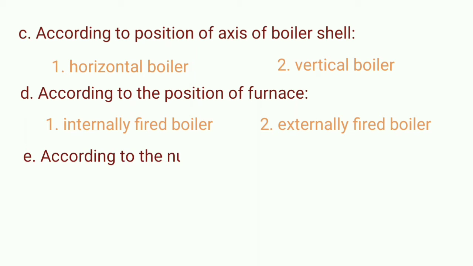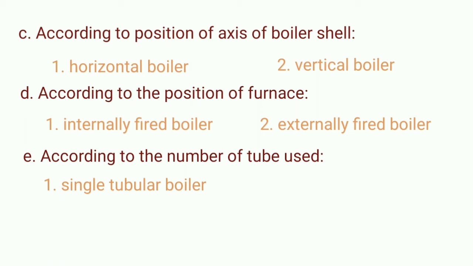Next, according to the number of tube used. Number 1. Single tubular boiler. Here single tube is used. And number 2. Multi-tubular boiler. Here multi-tubes are used. Cornish boiler is a single tubular boiler and Cochrane boiler is a multi-tubular boiler.